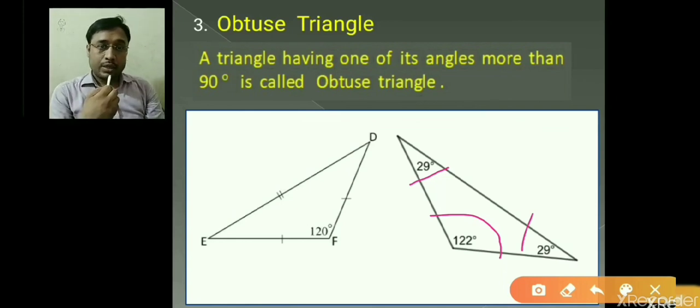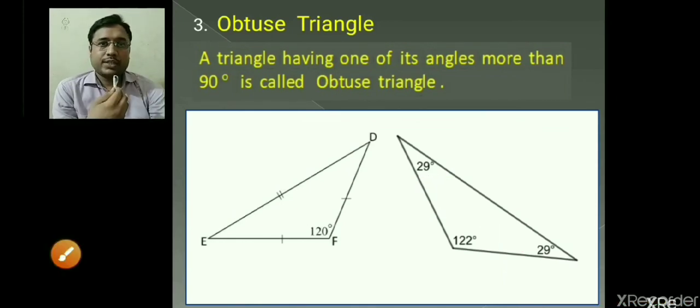Now in the next class we will try to understand the theorem, the angle sum property of a triangle. That means the sum of all the angles of a triangle is 180 degrees. Your homework will be to learn all these various types of triangles with their properties that I have explained, and to solve exercise 15A, questions number 1 and 2 from R.S. Agarwal, properties of triangles.